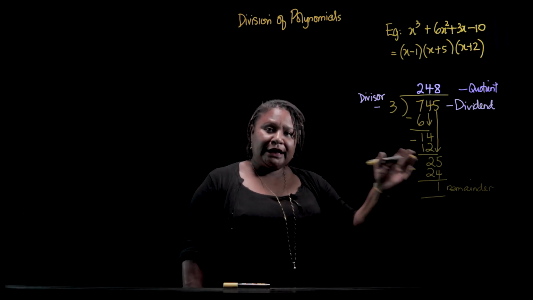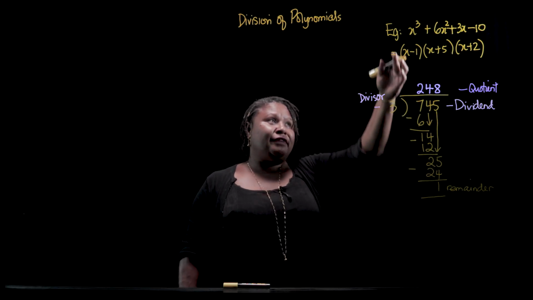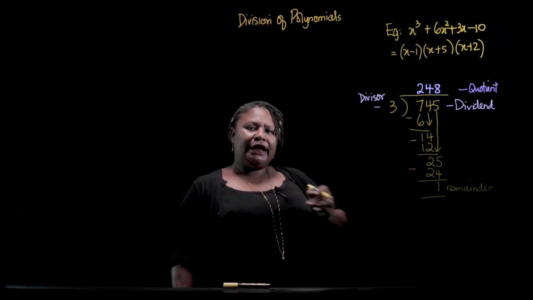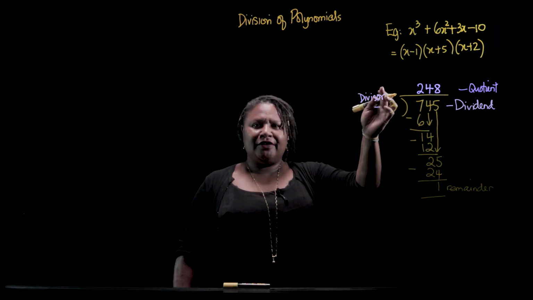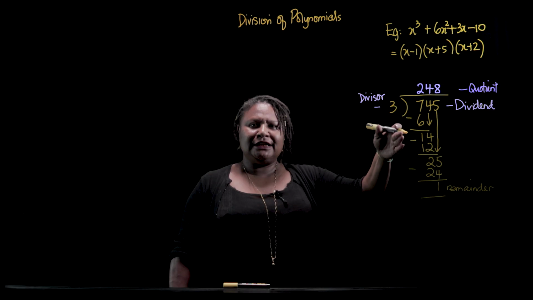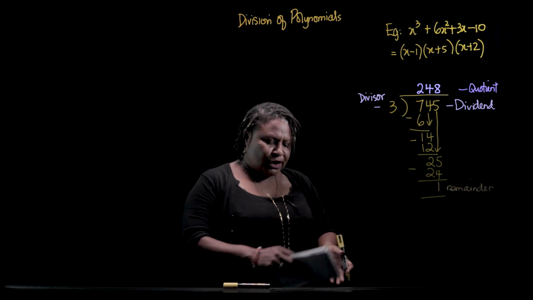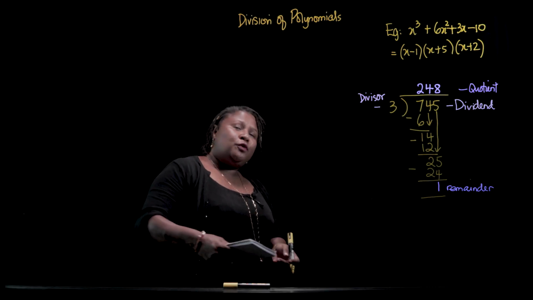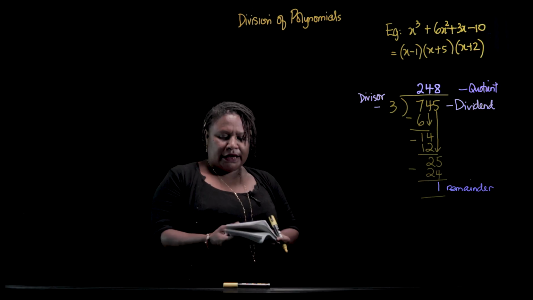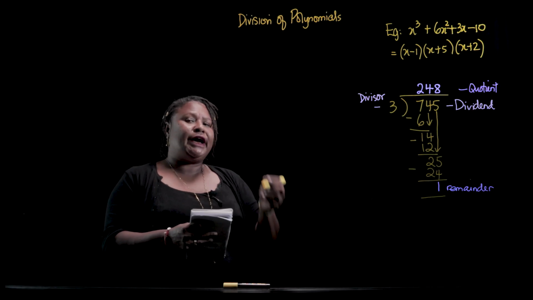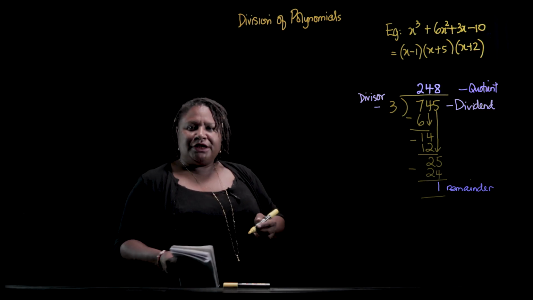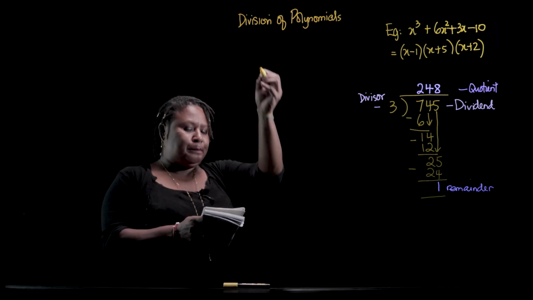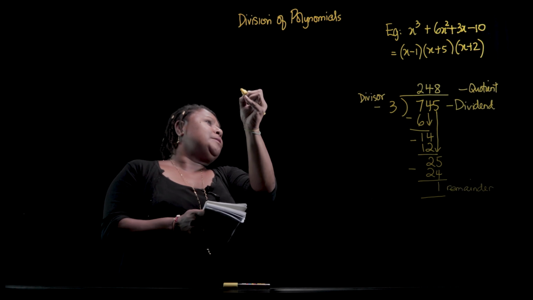So the same idea is applied when we are dividing polynomials. We divide in this direction and we multiply in this direction. So let's look at the next example, which is a polynomial, and we are going to divide this by another algebraic expression. Let's see.